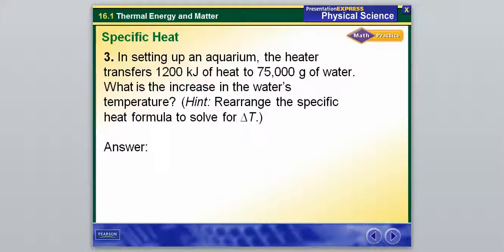And now our next one, in setting up an aquarium, so I'm kind of familiar with that, the heater transfers 1,200 kilojoules of heat, the amount of heat required, to 75,000 grams of water. What is the increase in the water's temperature? You're going to have to rearrange this time because you're now solving for delta T. So go back, look up what the specific heat of water is. You can rearrange your equation, plug everything else in and solve for delta T.